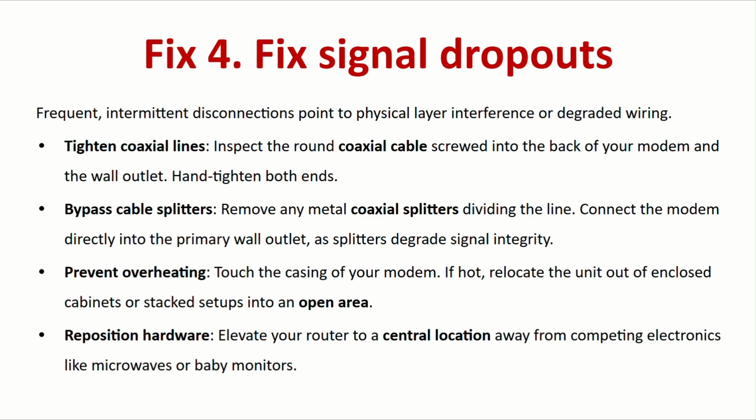Fix 4. Fix signal dropouts. First, tighten coaxial lines. Inspect the round coaxial cable screwed into the back of your modem and the wall outlet. Hand tighten both the ends. Next, bypass cable splitters. Remove any metal coaxial splitters dividing the line. Now connect the modem directly into the primary wall outlet, as splitters degrade signal integrity.